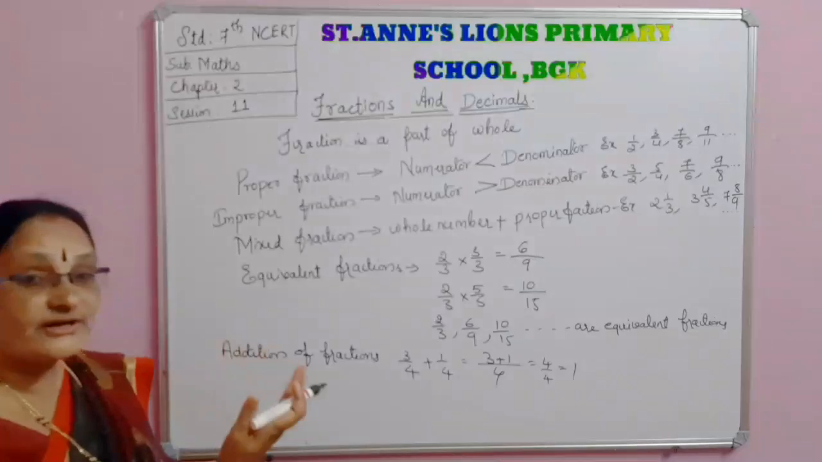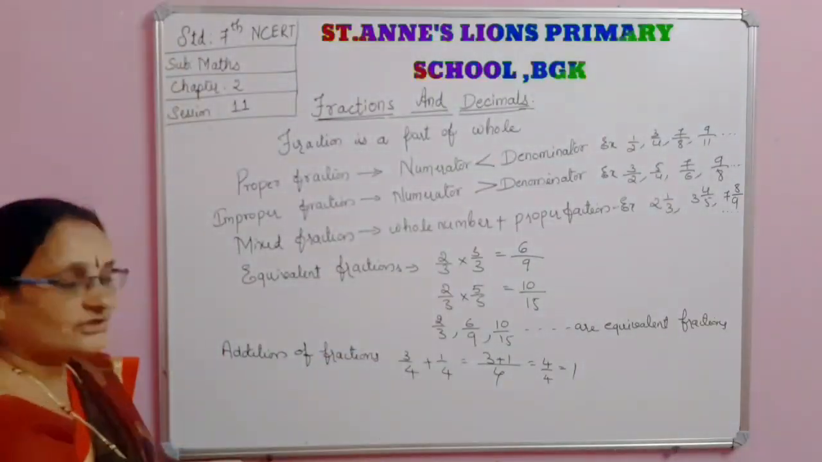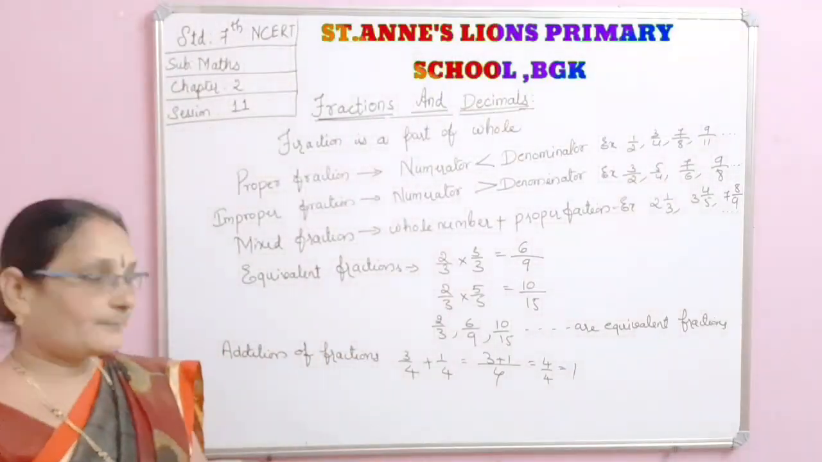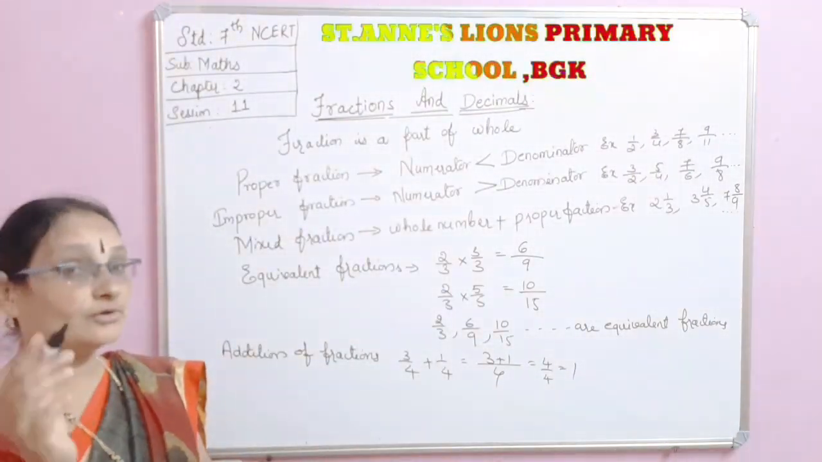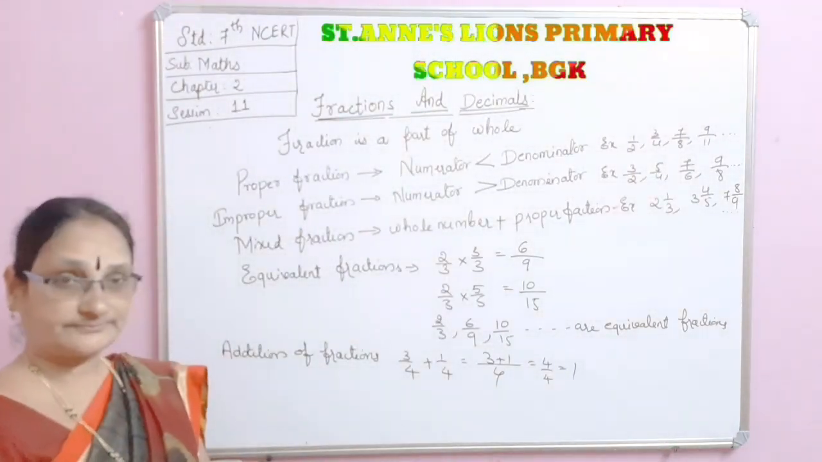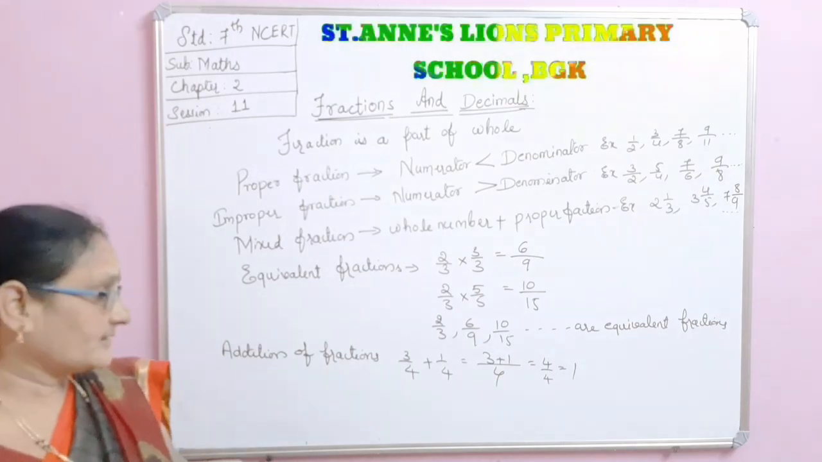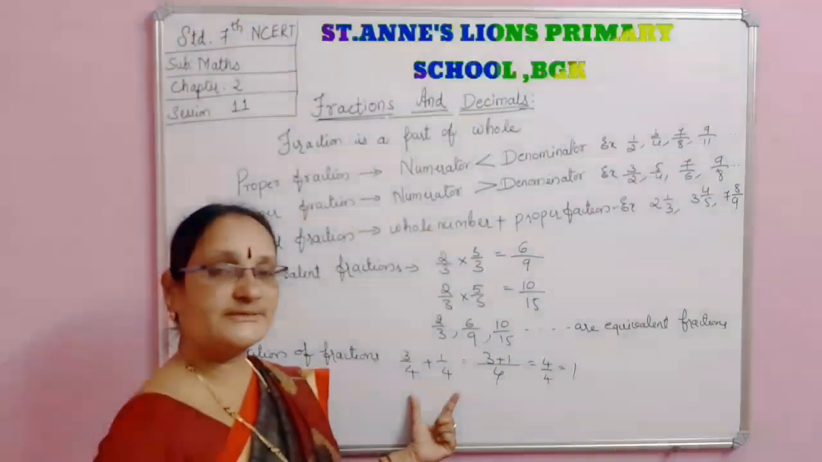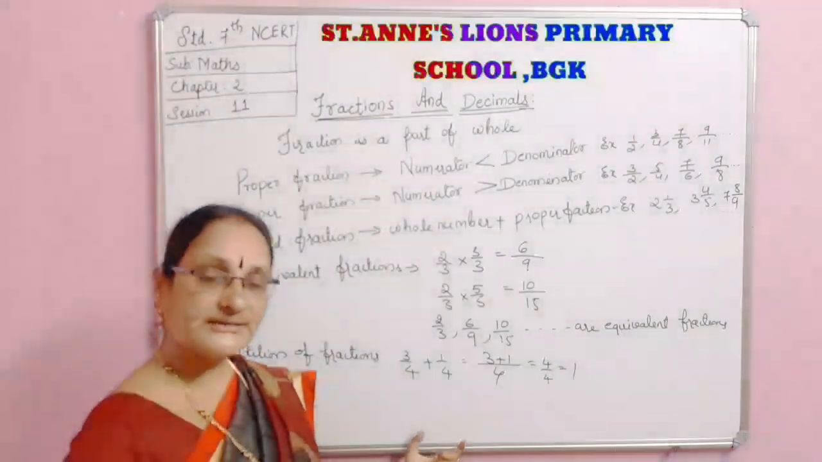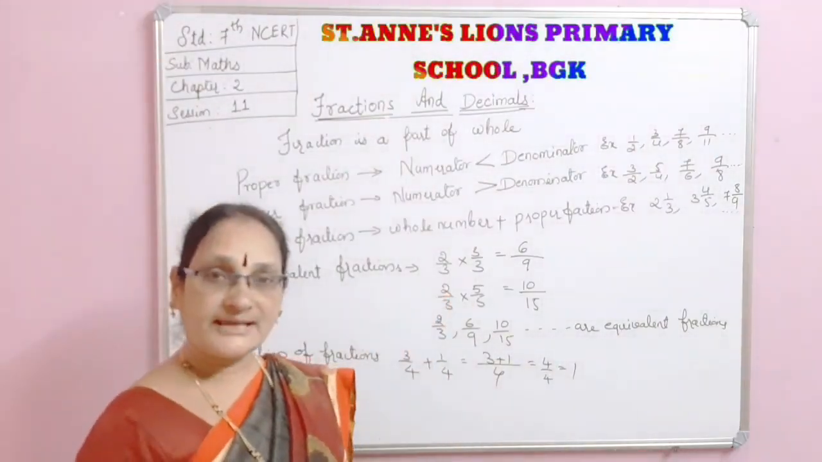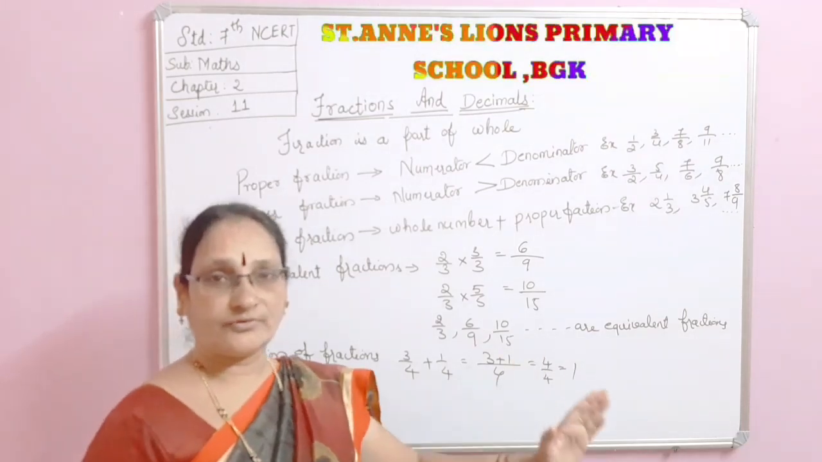Suppose they are different denominators, the same for subtraction also will be followed. Suppose different denominators, what to do? We have to find out the LCM of both. If there are two fractions, it means LCM of two numbers. If there are three, it means LCM of three numbers. Then we have to equalize the denominators and then we have to find the answer.